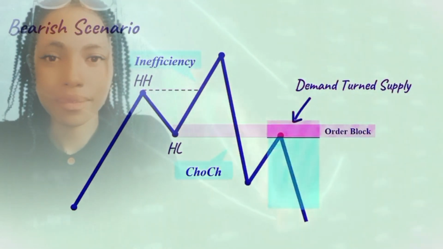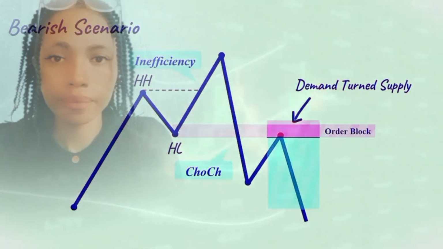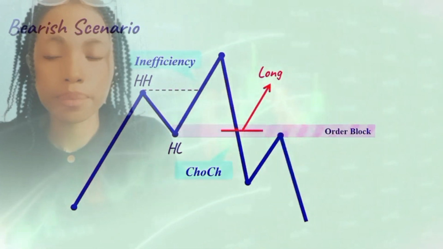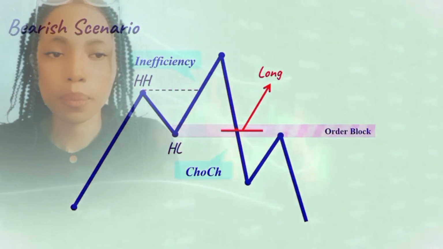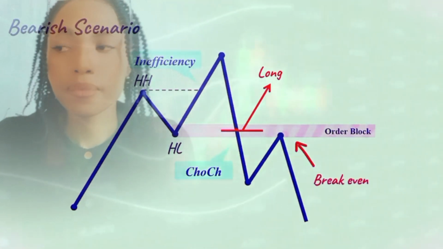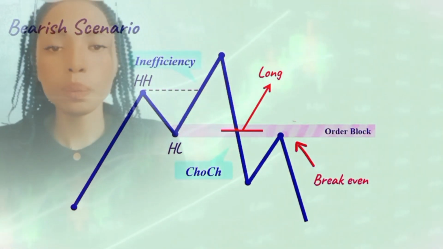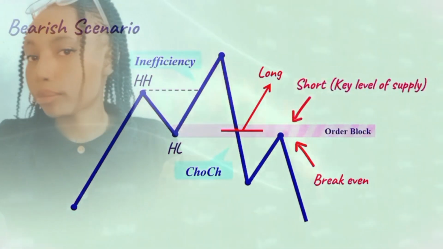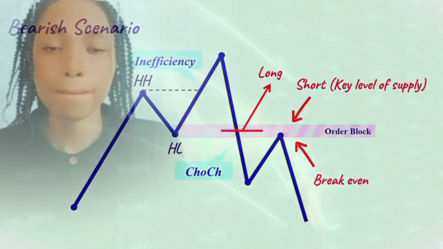break occurred. The psychology behind breaker blocks is that the traders who got long in the order block are now trapped after the bearish market structure shift. So they would want to wait for price to get back to their break-even spot where they can close their longs for no loss. Also, traders will go short here since they see this area as a key area of supply. The outcome of this double action is what makes the price reverse from this area.